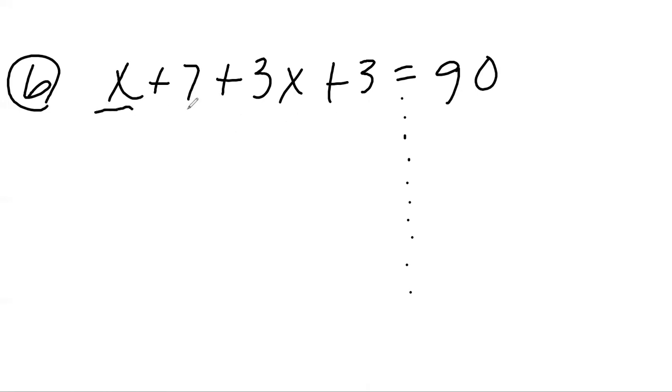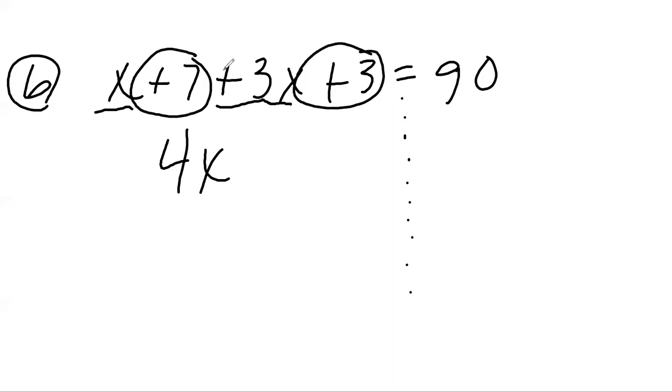Well, I've got a 1x and a 3x. 1 plus 3 is 4, so that gives me 4x. Now, I did those, but now I have this. I have a 7 and a 3 that can go together. I need to add those. 7 plus 3 is 10. So I've got 4x plus 10 equals 90.